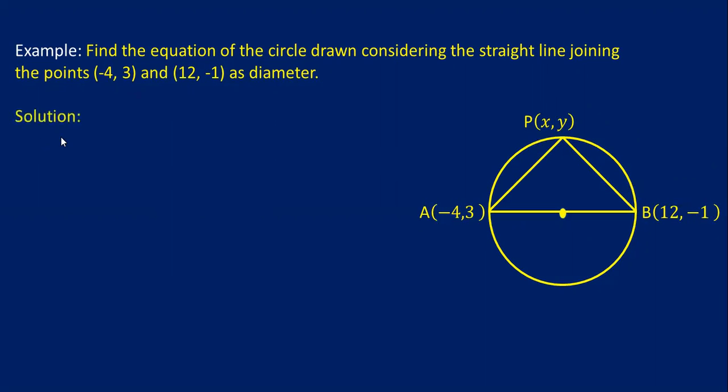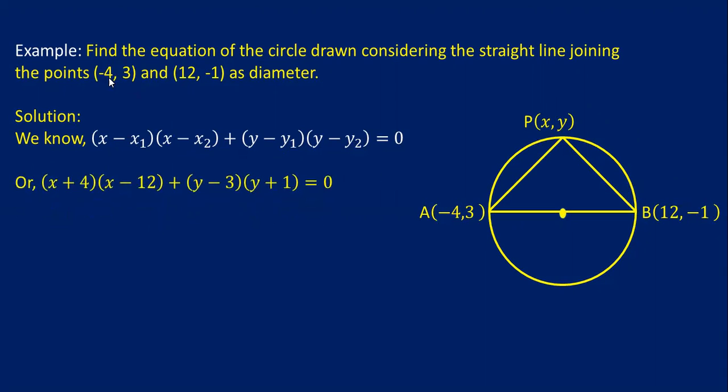Now the solution. We know the formula: (x minus x1)(x minus x2) plus (y minus y1)(y minus y2). Now putting in the values. Here x1 is -4, so minus x1 becomes plus 4. x2 is 12, so x minus 12. y1 is 3, so y minus 3, and y2 is -1, and minus of that becomes plus. Now multiply these terms.